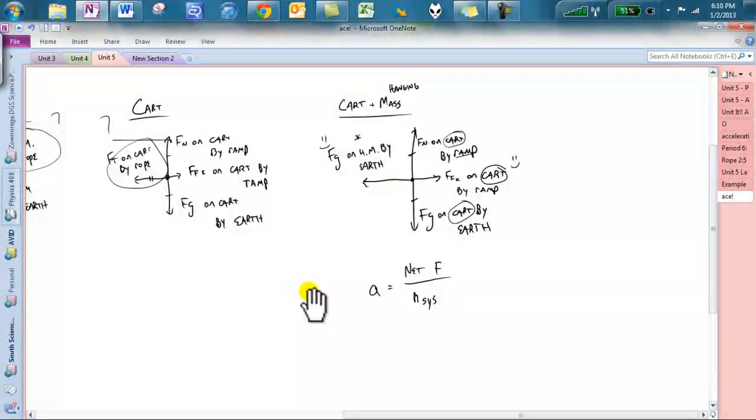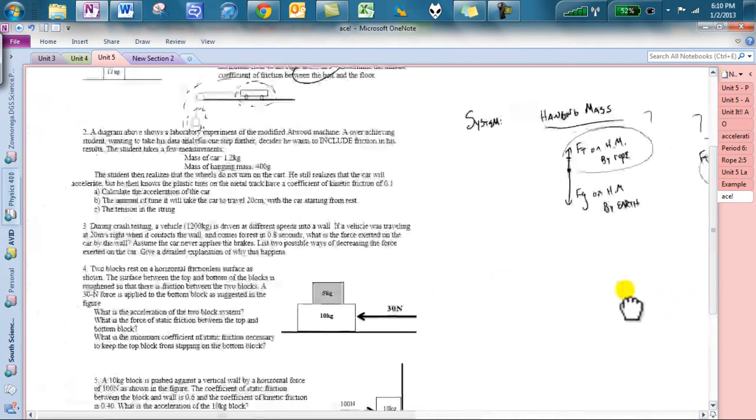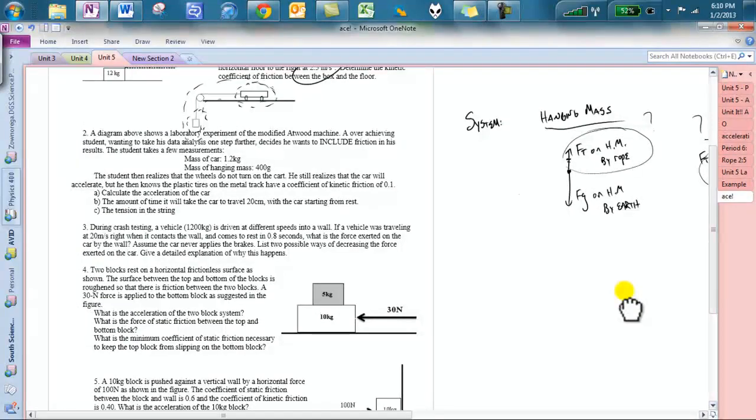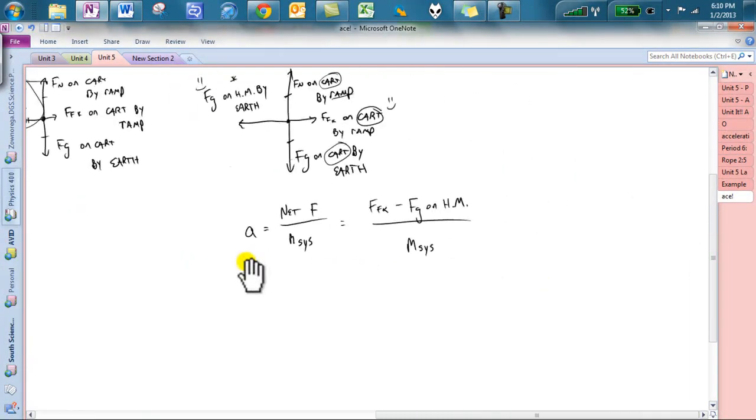Net force is, in this case, equal to F_fk minus F_g on the hanging mass, divided by the mass of my system. Mass of my system is the mass of the cart and the hanging mass. So in this situation, I would go back over here and ask what's true about that. That would be 1.6. So I'm going to put 1.6 kilograms down there.